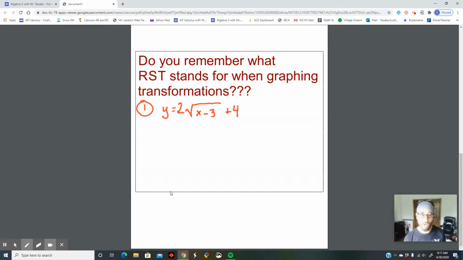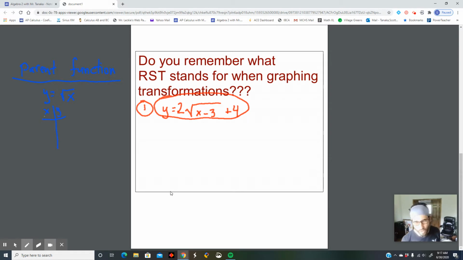When able to do RST, our reflection, stretches and shrinks, and translations, we need to know what our parent function is. Make sure you put this in your notes. Our parent function for a square root, the most basic square root function that we can have, is y equals the square root of x.